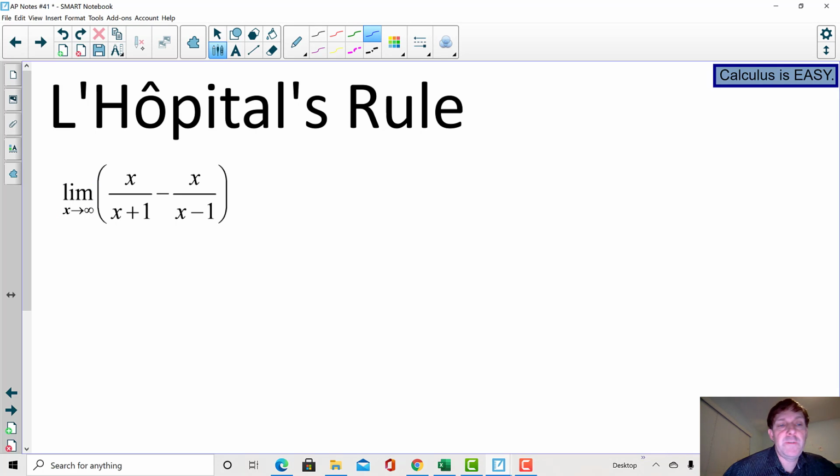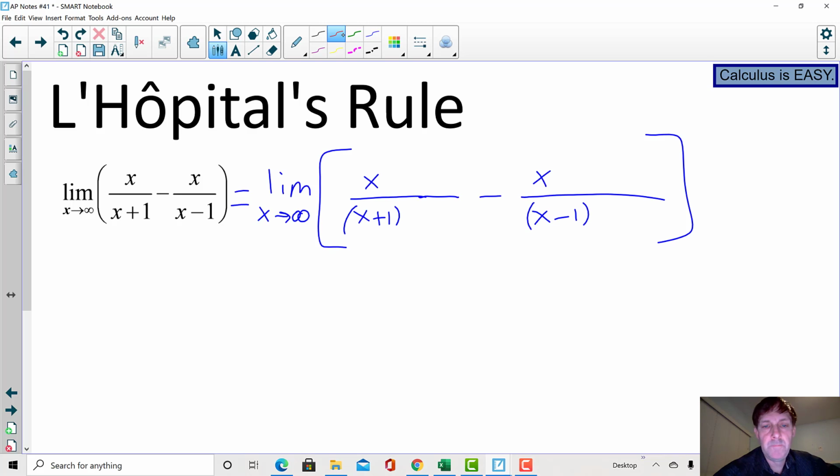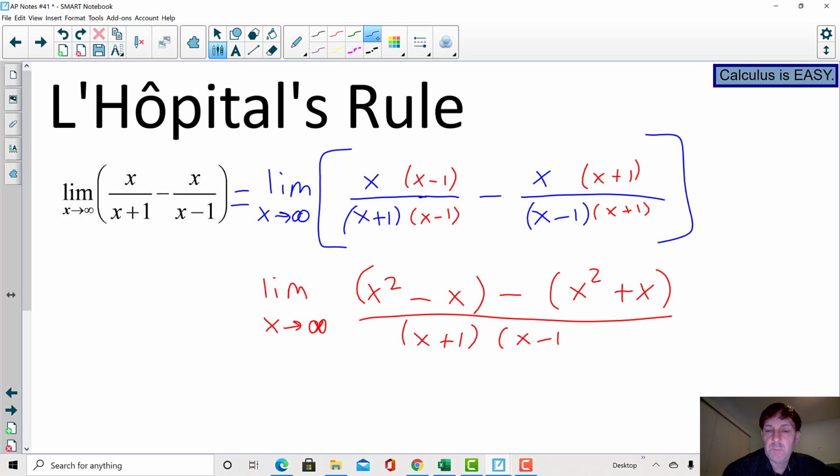In order to combine these two fractions, we need a common denominator. So the first one is going to need an x minus 1 on the bottom. So we also have to put it on top. And the other one needs x plus 1. Again, if we put it on the bottom, we also have to put it on the top. Now that we have a common denominator, we can combine the tops. So we got to distribute the minus on both pieces.